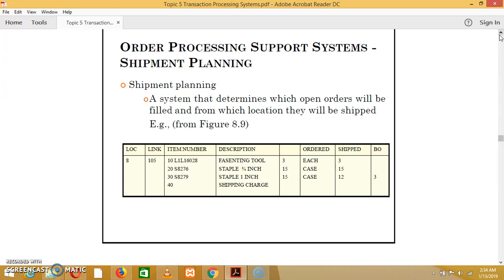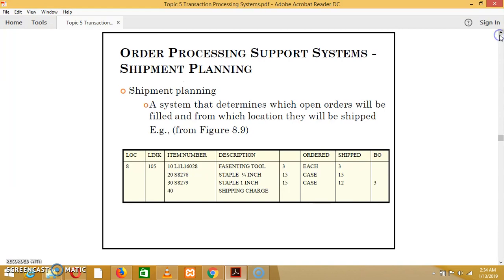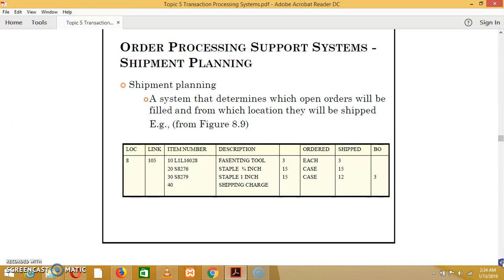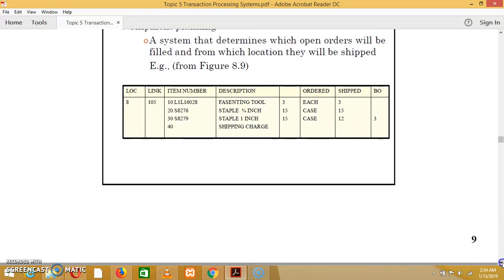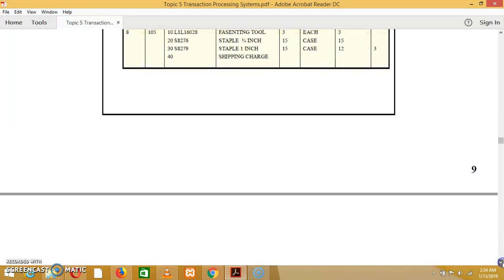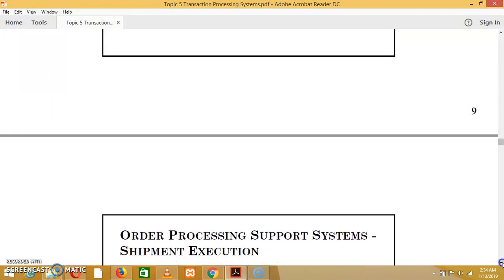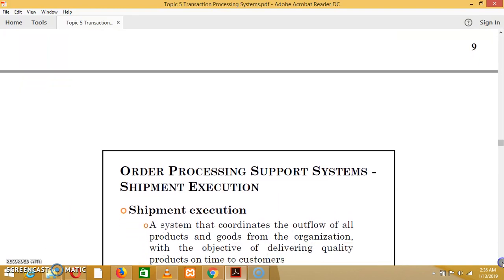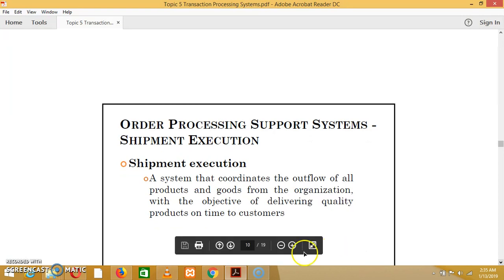So here you see the shipment planning. This determines the open orders that will be filled and which location they will be delivered or shipped to. And we have shipment execution. That shipment execution will be dealing with the outflow of all products or goods from the organization with the objective.